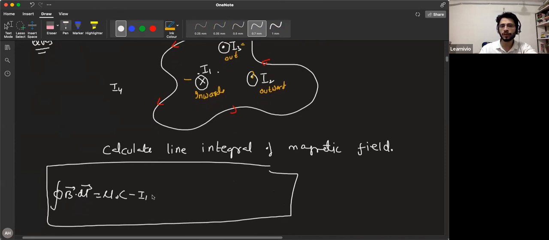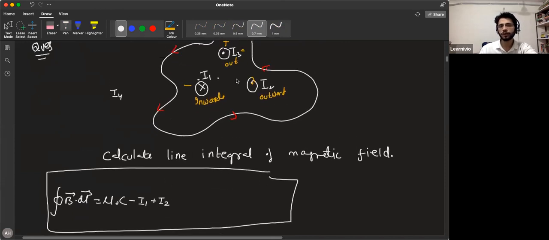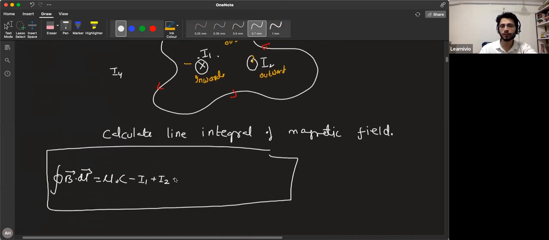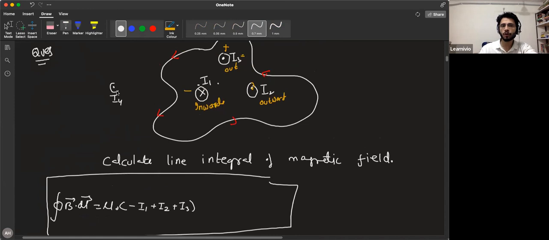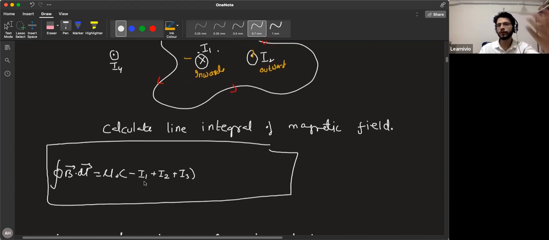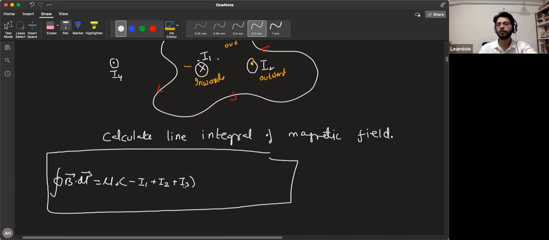I2 is outwards, we'll take it as positive. I3 is outwards, take it as positive. We will not consider I4 because I4 is not enclosed by the loop. I4 is outside the loop. So the line integral of the magnetic field, closed integral of B dot dl, is mu naught times (minus I1 plus I2 plus I3). This is Ampere's Circuital Law. Note it down.